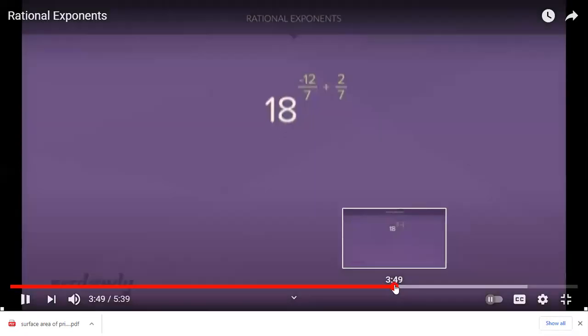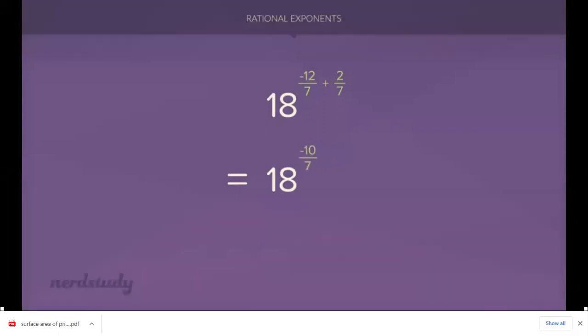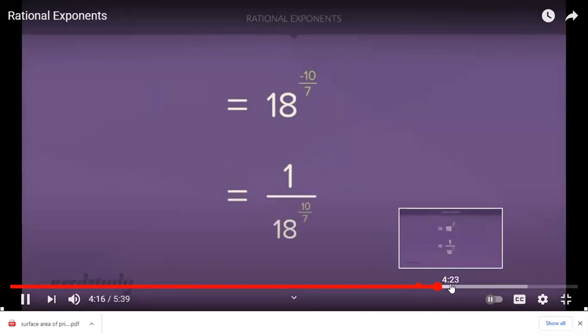Now what we have to do is deal with the operators. Negative 12 over 7 plus 2 over 7. Well, that's pretty simple. That's just going to be negative 10 over 7. Now the question is, what do we do from here? Well, we have already learned what to do. Remember, we can just do 1 over and take that entire power, dropping that negative sign.